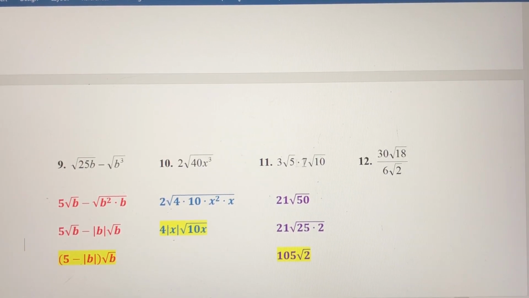12, we're going to use the same concept here. 30 divided by 6 is 5. Square root of 18 divided by square root of 2 is square root of 9. So that's 5 times radical 9, okay? Well, radical 9, that's a perfect square, so that's going to be 3. So I get 5 times 3, which is 15, okay?